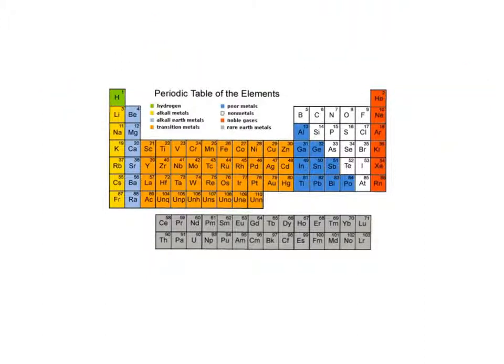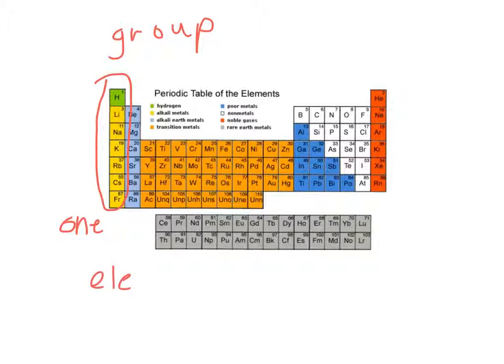Elements that are in the same group, so remember that's a vertical column, have the same number of outer electrons. Lithium, sodium, and hydrogen, so the group that I circled, all have 1. These electrons are so important in chemical properties that there's a special way to draw them called an electron dot diagram.